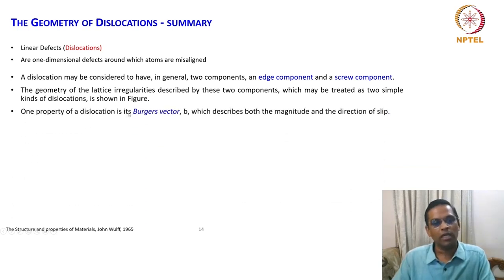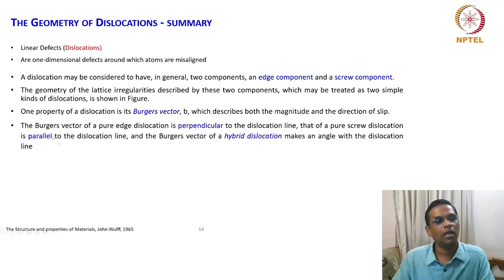And one property of dislocation is its Burgers vector, b, which describes both the magnitude and the direction of the slip. The Burgers vector of a pure edge dislocation is perpendicular to the dislocation line. That of the pure screw dislocation is parallel to the dislocation line. And the Burgers vector of the hybrid dislocation makes an angle with the dislocation line.